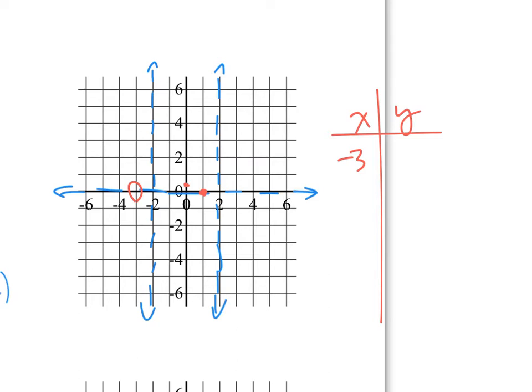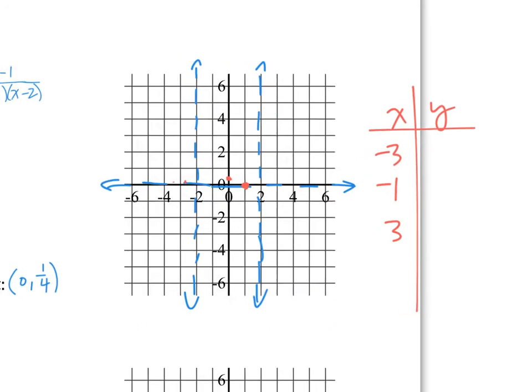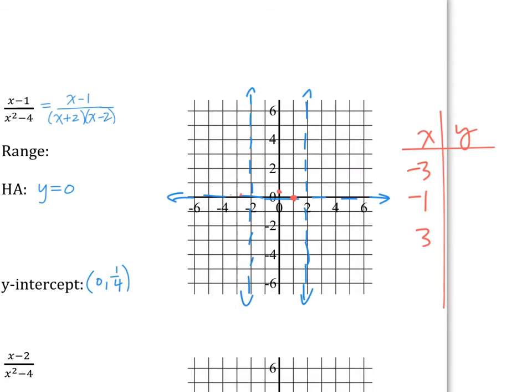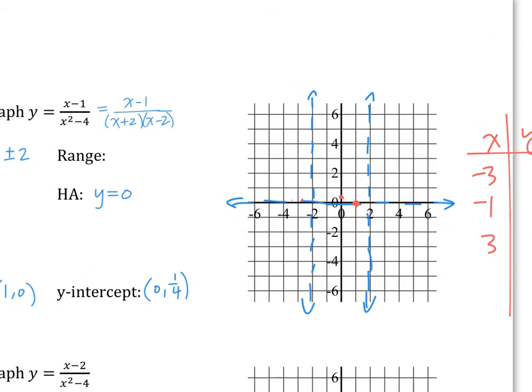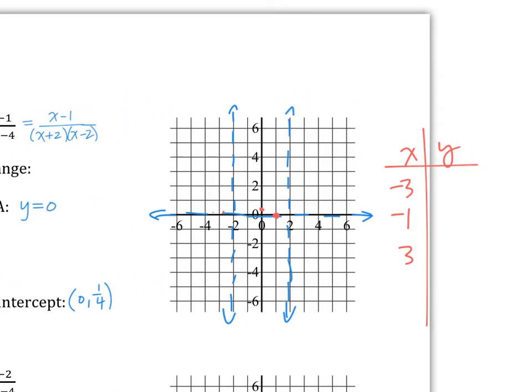All right, I do need a point at -1 because I want to know if the graph is going to go up or go down. And then I need a point at 3. So this is the least amount of work I'm going to do to get to my answer. All right, let's put in -3. Sometimes it's easier to just use the factored form. So -3 minus 1 over -3 plus 2 times -3 minus 2.